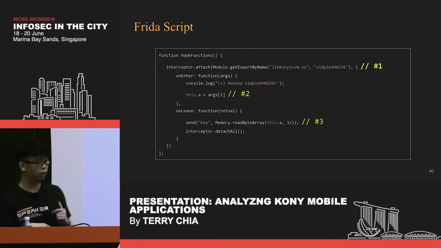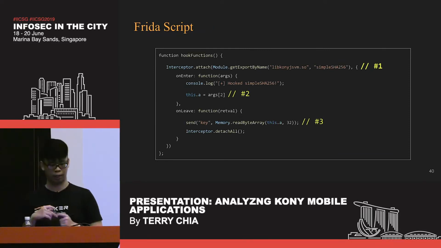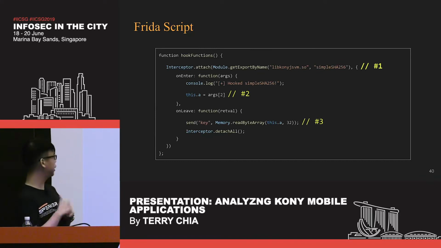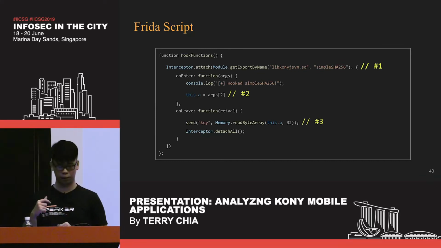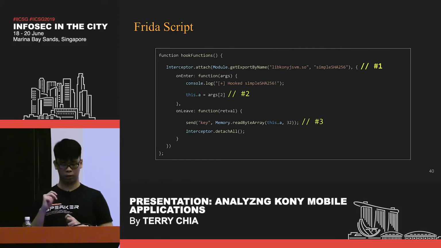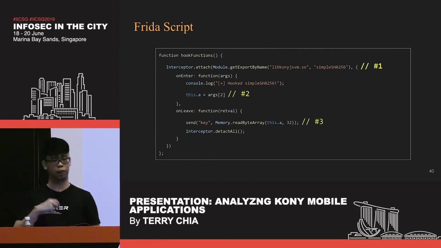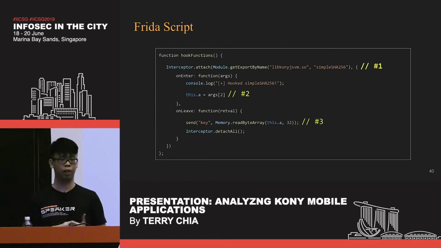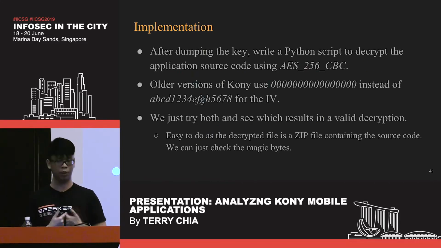And this is the core of the Frida script that I ended up with. You can see in the first line that I highlighted, we are attaching to the simple SHA-256 function in the shared library. In the second line, we are telling Frida that we want to hook the third parameter to that function. And on the third line, once the function is done executing, we are telling Frida to dump 32 bytes of memory from that pointer address and return it to us. After dumping the key, we can write a Python script to decrypt the application source code.